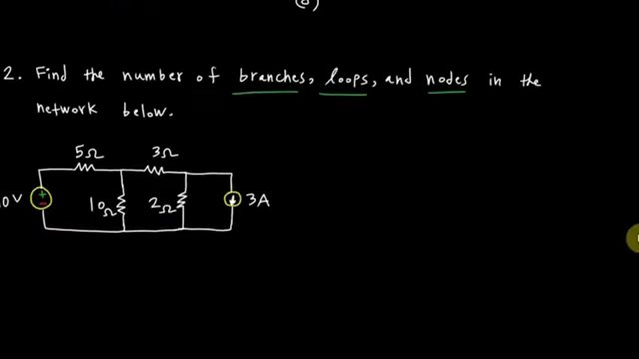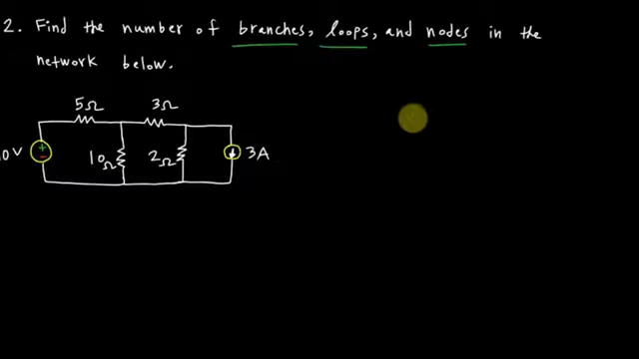Moving on to the second problem, we're asked to find the number of branches, loops, and nodes in the network below. And here I recommend you to find those values by inspection and also by the fundamental theorem of network topology. Okay, so now let's go on and solve the problems here.